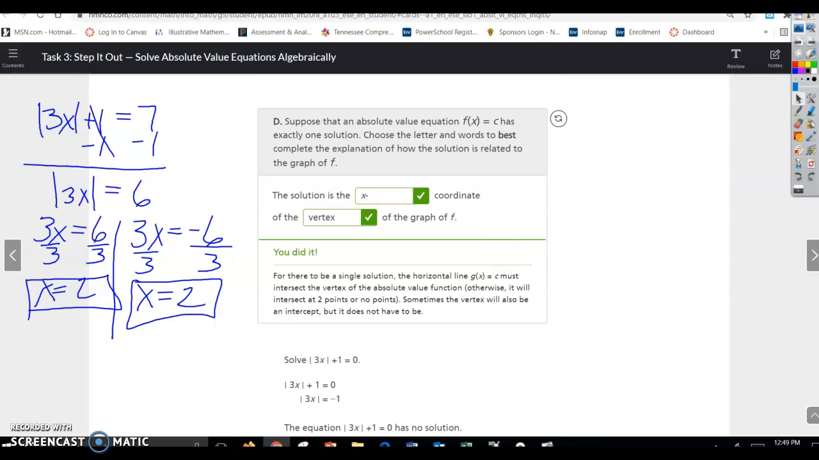So let's hit check. But if I can get this to draw, I drew this earlier. If you got a V-shaped graph and then you have a line, that vertex is going to produce that one solution of intersection, that one intersection point.